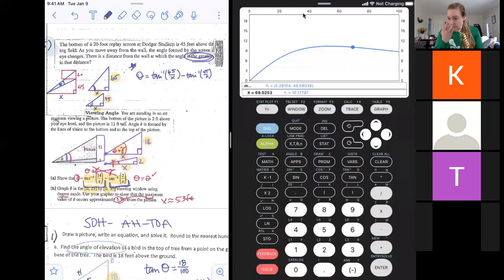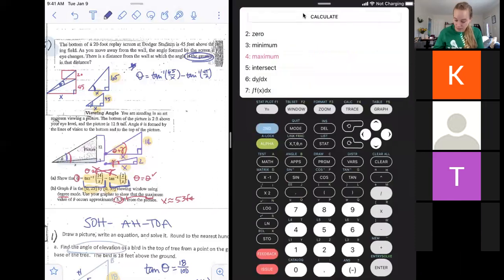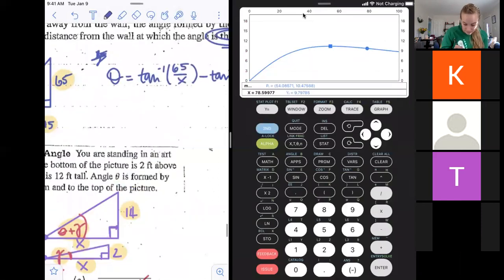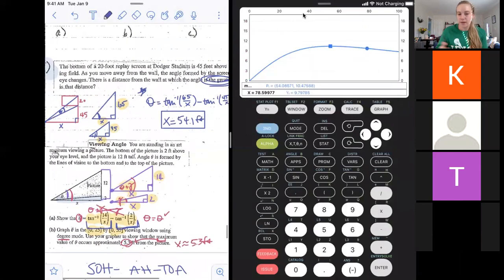So to find out exactly where my maximum is, I'm going to do my second trace max. We've been doing this all year. Second trace max. Left bound is over here somewhere. Sure, seems fine. Right bound. I try to go way past where I think the middle is, because the calculator is smarter than me, so it'll find it pretty quick. Left bound, right bound, guess, and my answer was 54.0857. So I'm going to say 54.1. And that's not theta, that's my x. X is 54.1 feet away. So when we're standing 54.1 feet away from the base of the replay screen, we're going to have the biggest angle we can see.